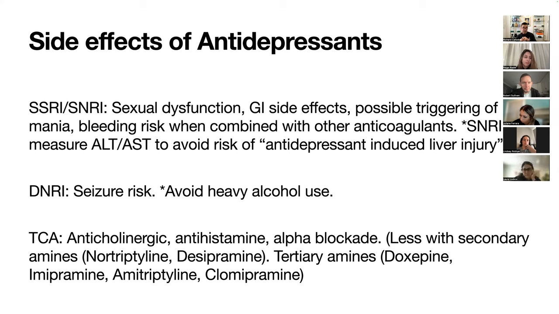GI side effects. All right. A lot of our serotonin is actually in the enterochromaffin cells of our stomach. So that's why a lot of the side effects are serotonin. So people might have GI side effects from serotonin. You'll see nausea, vomiting, diarrhea.